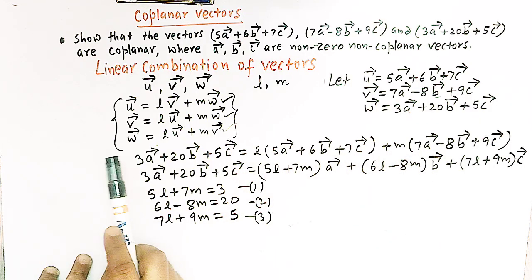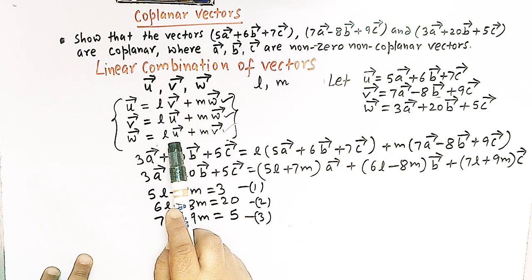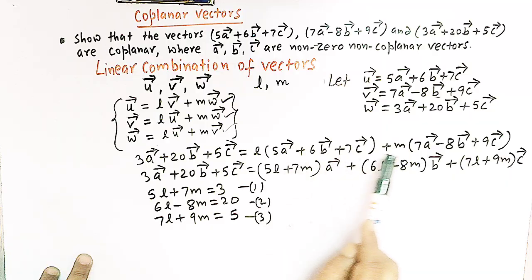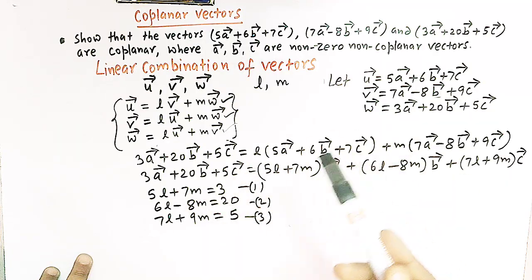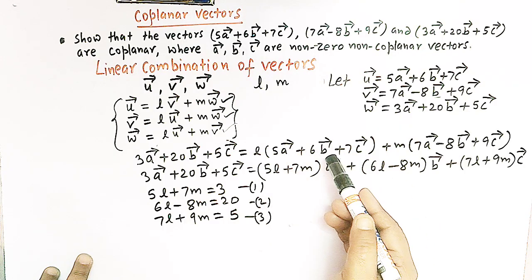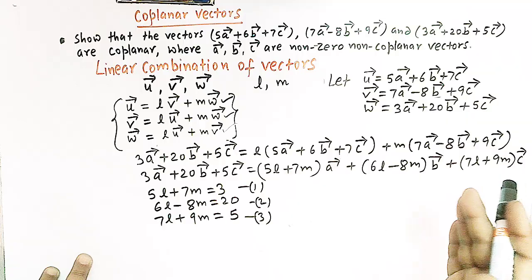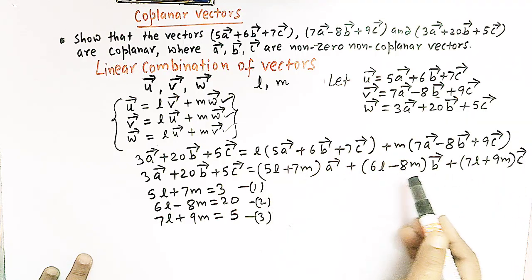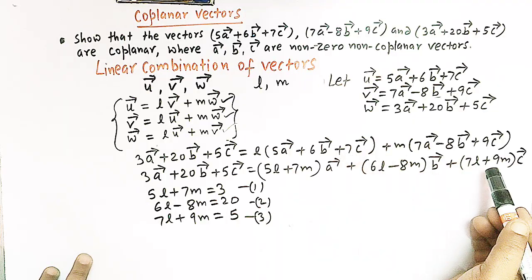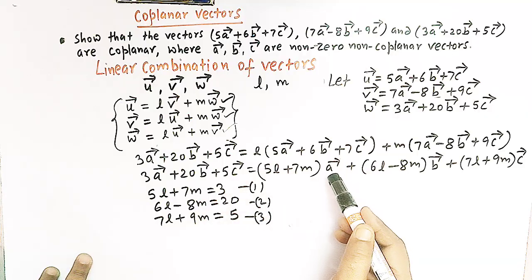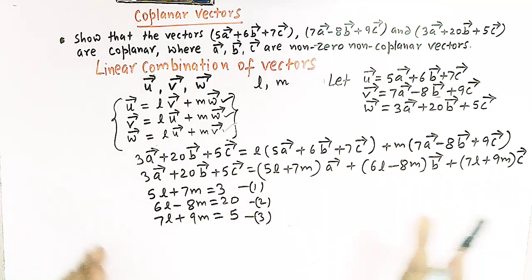So, if we express the vector w as a linear combination of vector u and vector v, then we have this equation. And again, following the same steps, here we can collect the coefficients of vector a, vector b, and vector c on the right hand side. So here we have 5L plus 7M, here we have 6L minus 8M, and here we have 7L plus 9M. And now comparing the coefficients of vector A, vector B, and vector C on both sides, we have now three linear equations.